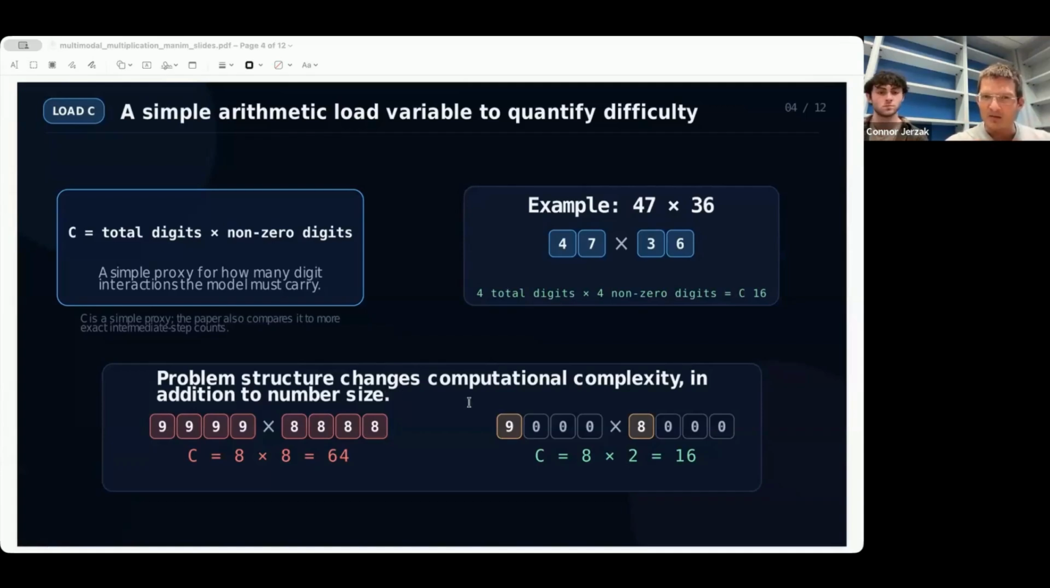Notice the contrast at the bottom of the slide. We have here 999 times 888 and 900 times 800. These look similar in size, but the load to compute these problems differ sharply and alters the computational burden. C characterizes that burden. So with C defined, we're now going to share some of our first results.